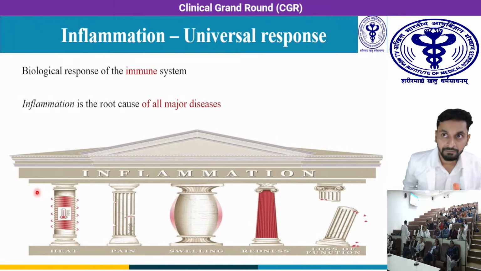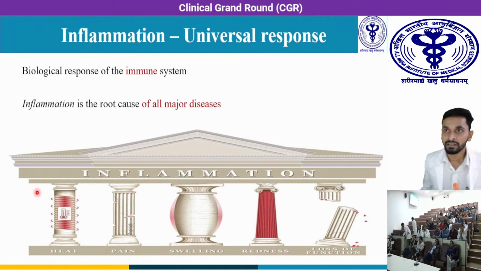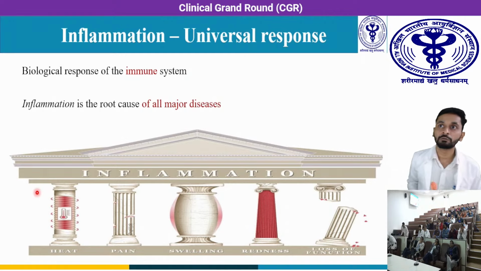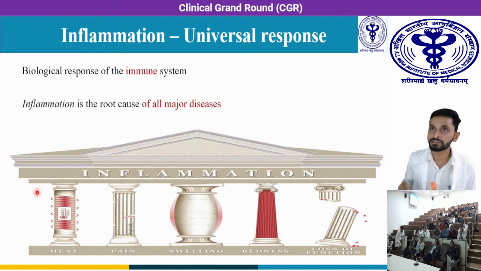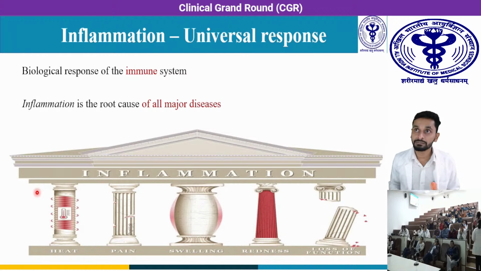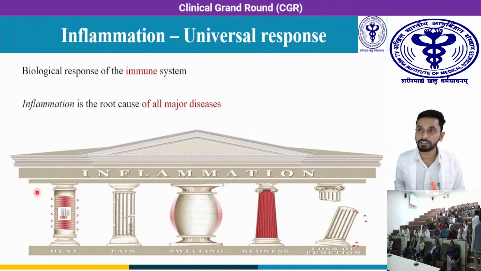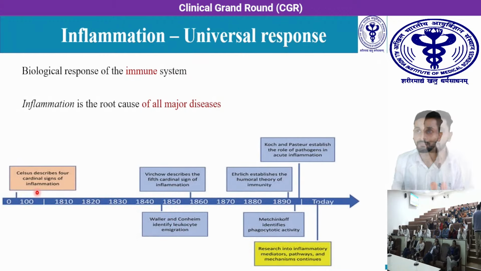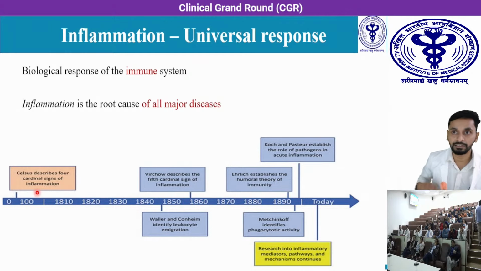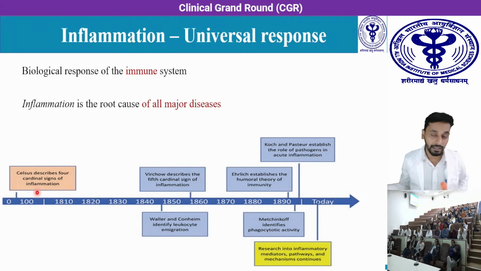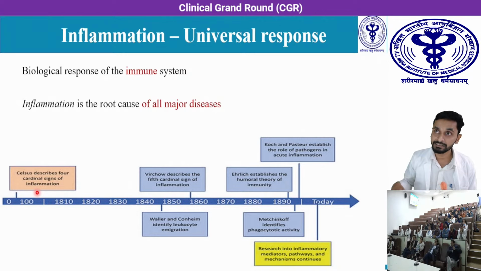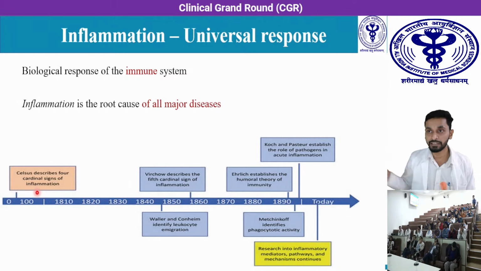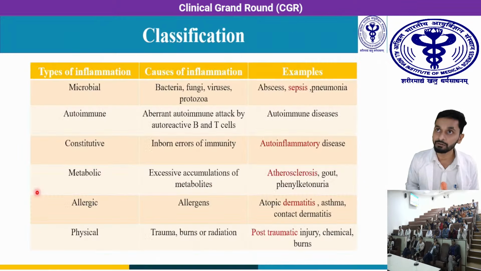Thank you, sir. Welcome to the world of inflammation. Everyone knows the fact that inflammation is the root cause of all major disease, because inflammation is a universal response to stress. Inflammation is a biological response of the immune system. Our understanding of inflammation starts with 4 cardinal signs, then led to 5 cardinal signs, then led to understanding of our immune system regarding innate and adaptive. Current understanding of inflammation goes up to cytokine regulation and receptor regulation.